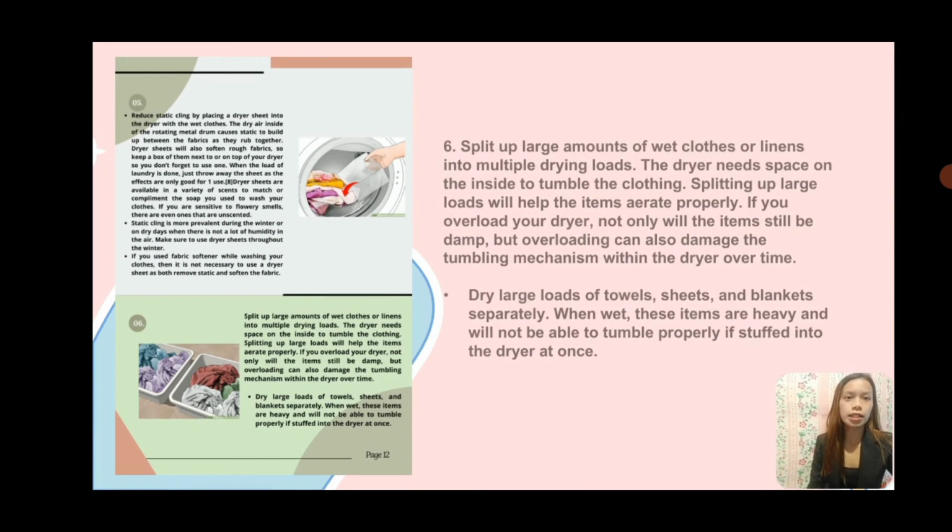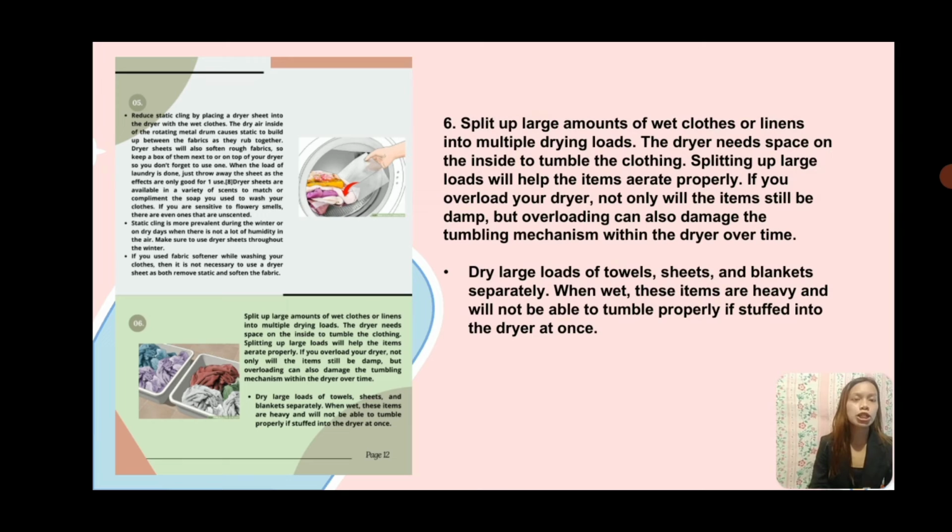And then next is split up large amount of wet clothes or linens into multiple drying loads. So the dryer needs space on the inside that tumble the clothing. So splitting up large loads will help the items aerate properly. So if you overload your dryer, not only will the items still be damp, but overloading can also damage the tumble mechanism within the dryer over time.